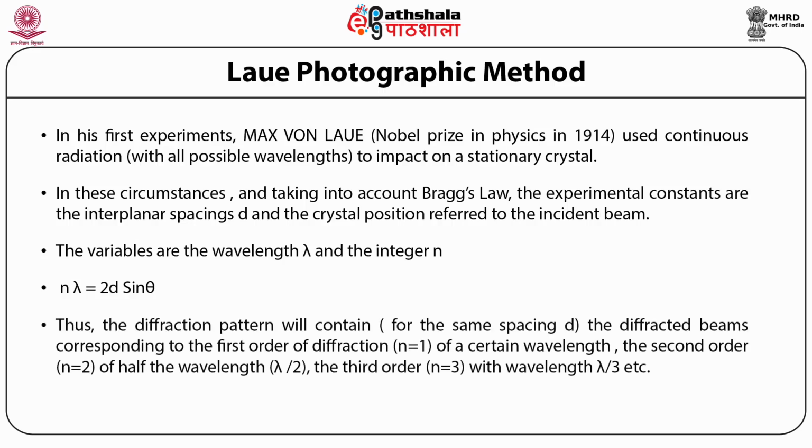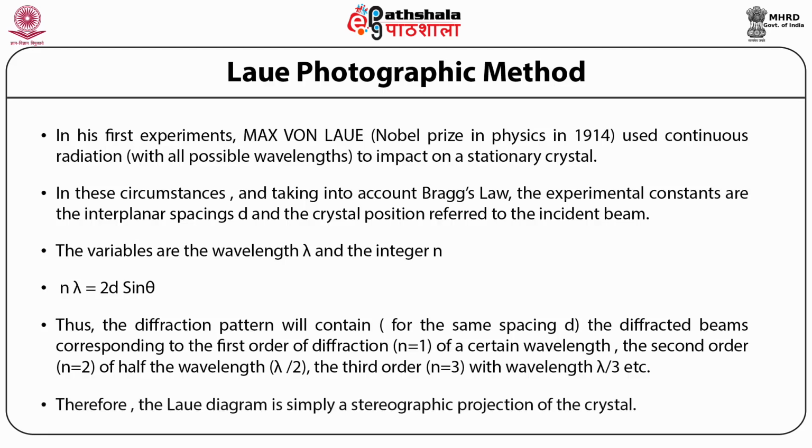Thus, for the same spacing d, the diffraction pattern will contain the diffracted beams corresponding to the first order of diffraction, n is equal to 1, of a certain wavelength; the second order, n is equal to 2, of half of the wavelength, that is lambda by 2; and the third order, n is equal to 3, with wavelength lambda by 3, etc.